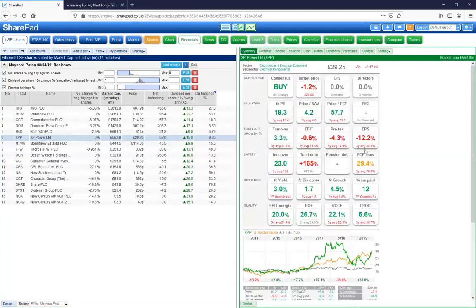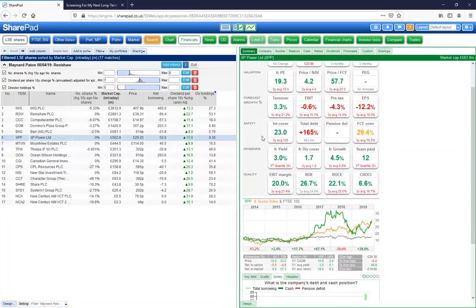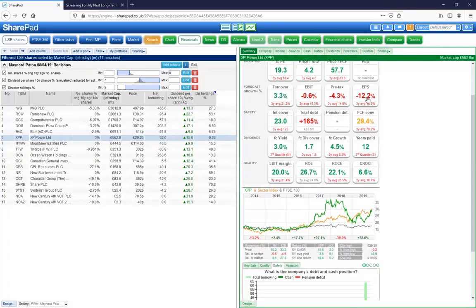Financials and summary. The growth forecasts there, they look mixed. EPS down 12%, that doesn't look good for the current year. Debt has grown, that's more than doubled in the last year to £64 million.